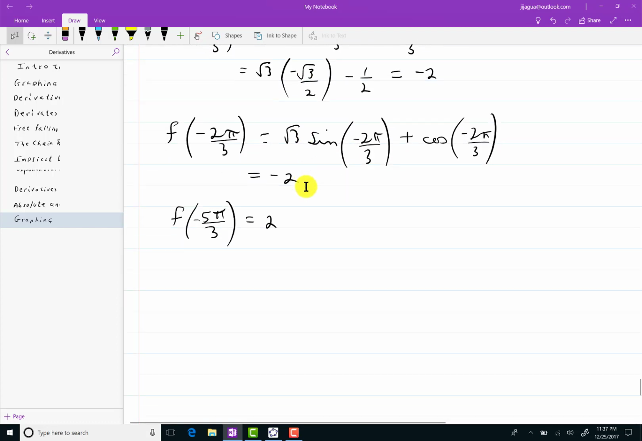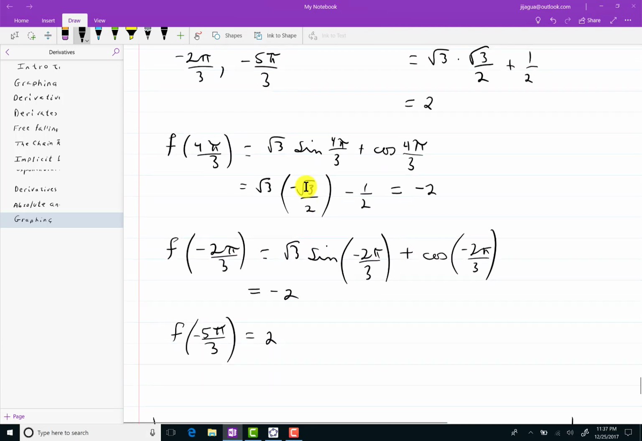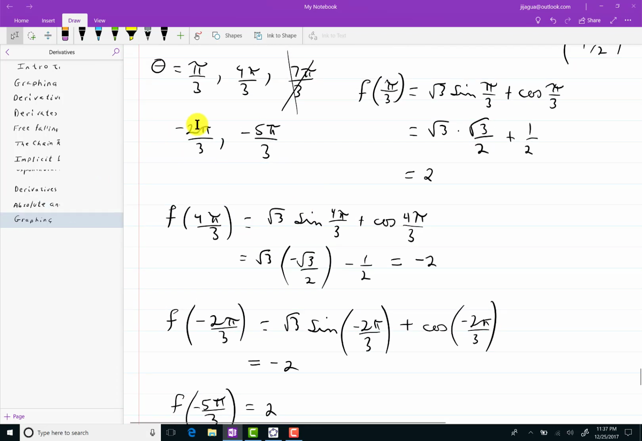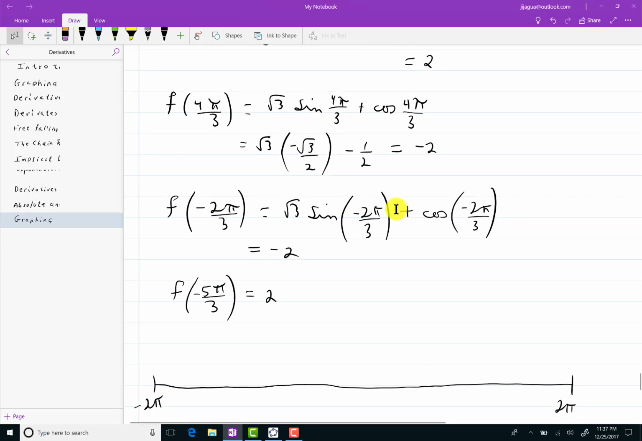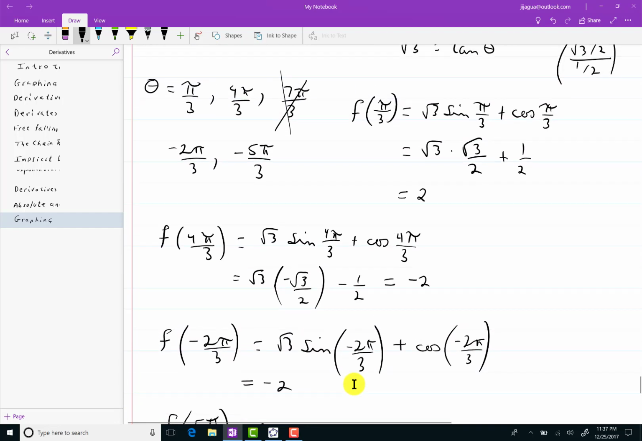So now I want to figure out if it's increasing or decreasing at each of these spots. So let me draw myself a number line. I shouldn't end it with that, because what it does do is it ends at 2 pi, and back here it ends at negative 2 pi. So let me go ahead and put in my points relative to that. We have negative 2 pi over 3, negative 5 pi over 3, and then we had pi over 3 and 4 pi over 3.